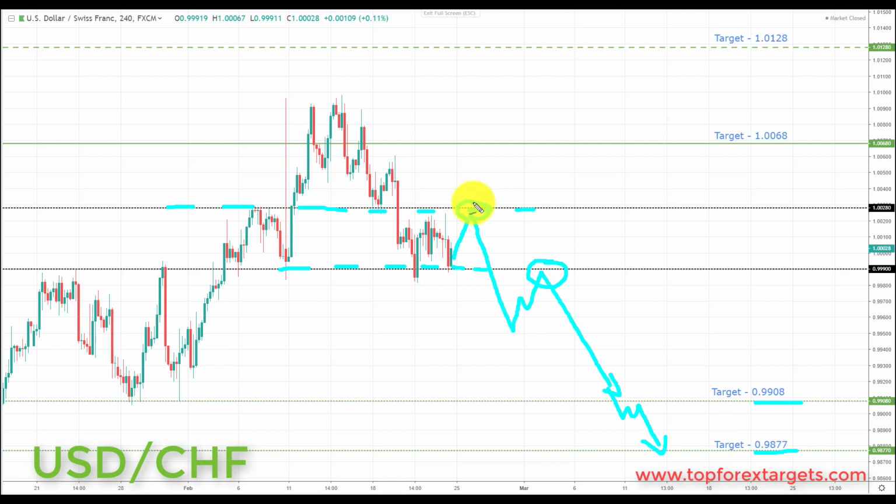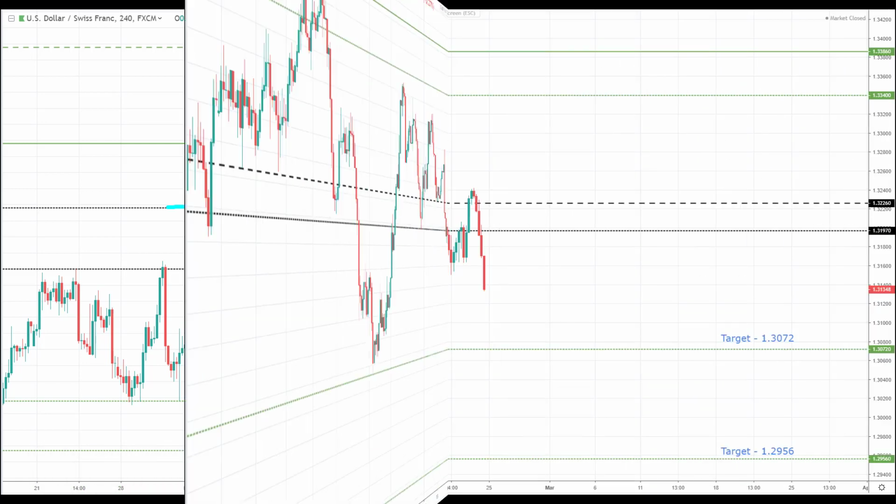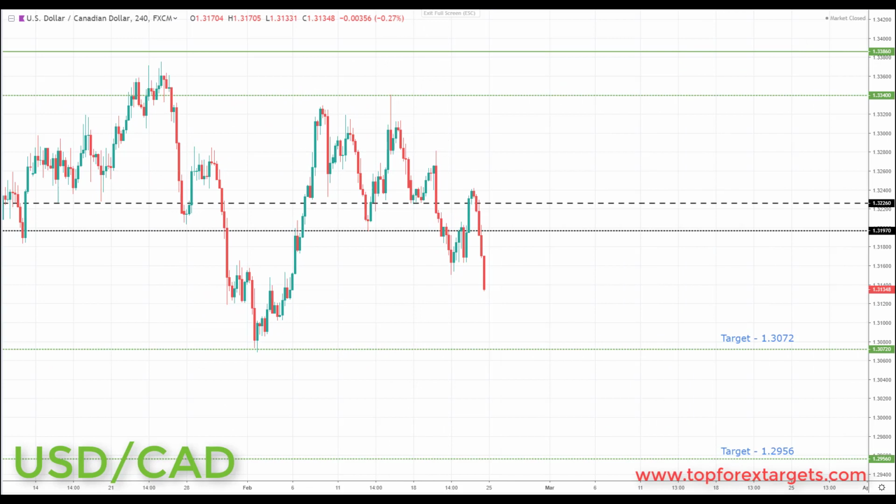So just to reiterate, this is a more aggressive area for looking for an entry because you are trading into a support area. It is actually preferable to trade through the support area first and then look for this kind of a setup next week. This is what I'll be looking for in the US dollar Swiss franc. The next market we're going to look at is US dollar CAD.